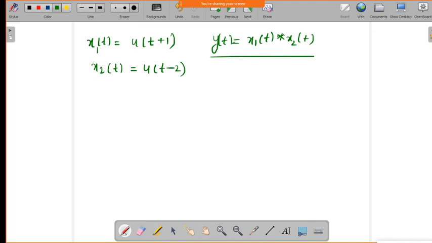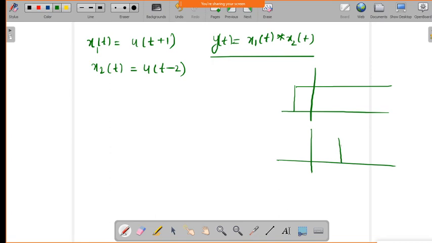You already know the input signal is the unit step function. U of t plus 1 will be like this, and u of t minus 2 will be like this. One starts from minus 1 and the other starts from 2. Now we need to take these two signals and convolve them. Try to do this one. We will do some more problems in the next class.